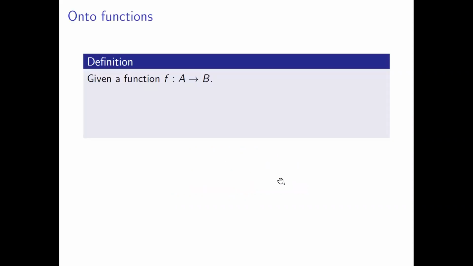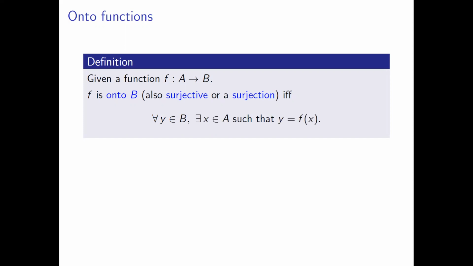Given a function f from a set A to a set B, f is said to be onto B, or surjective, or a surjection, if and only if, for any element y in the set B, there exists an element x in the set A such that y equals f of x.